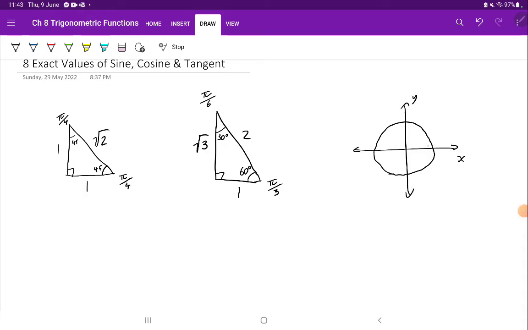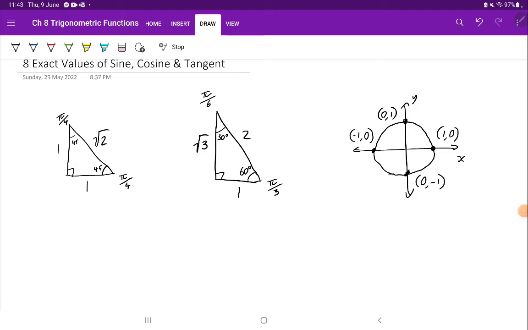Now, there are a few interesting points on this circle. They're not that interesting, but they're going to be very useful. This point here is (1, 0). This point up here is (0, 1). This point here is (-1, 0). And this point down here is (0, -1).